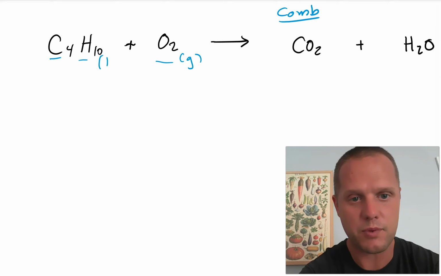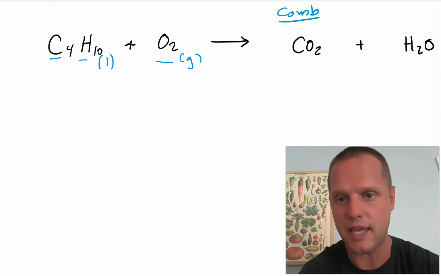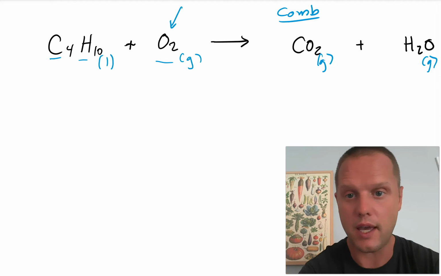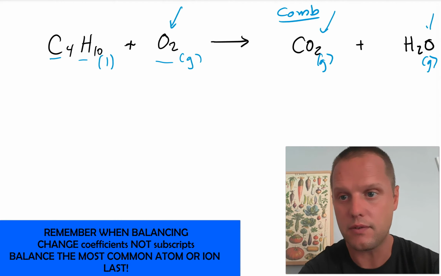Oftentimes I'll have subscripts written down here. L means liquid, G means gas. Okay, so you have CO2 gas and water vapor being created. To balance this, I'm going to do a little trick and balance oxygen last. Oxygen is found in 3 places, and so you want to balance that one last.